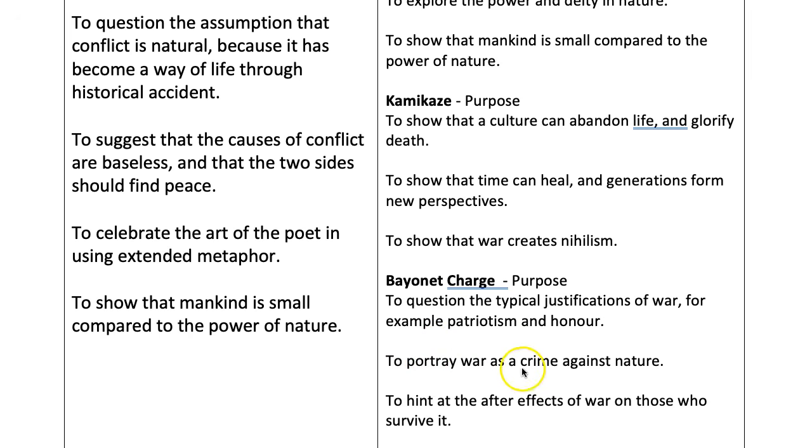To portray the war as a crime against nature, and we see that here with nature rebelling against the human population, as though nature itself is protesting against the conflict in Ireland, and to hint at the after effects of war on those who survive it, which you can see in the kind of lifestyle that's being described on the island.